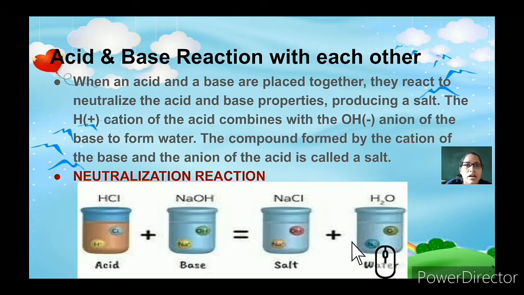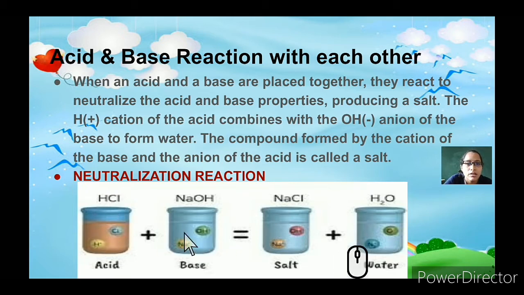Next is the reaction of acid and base with each other. We have seen separate reactions of acids with metals, metal carbonates, and metal hydrogen carbonates. Now we will see what happens when an acid and a base come together and react. Here you can see an acid, for example HCl: hydrogen ion, H plus, and Cl minus, chloride, combine together to form hydrochloric acid.